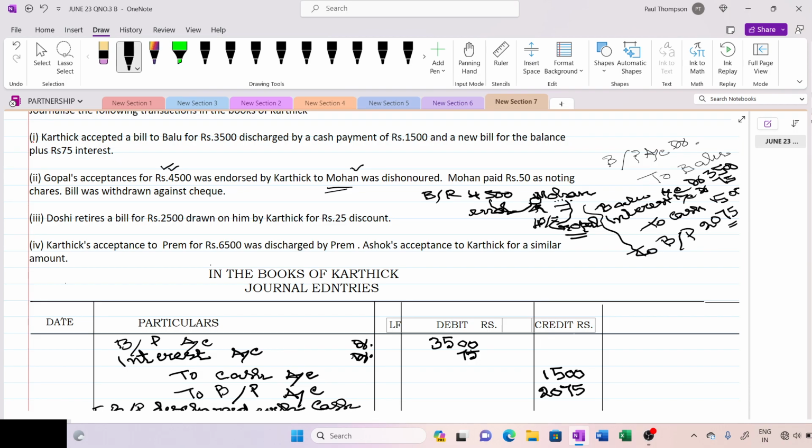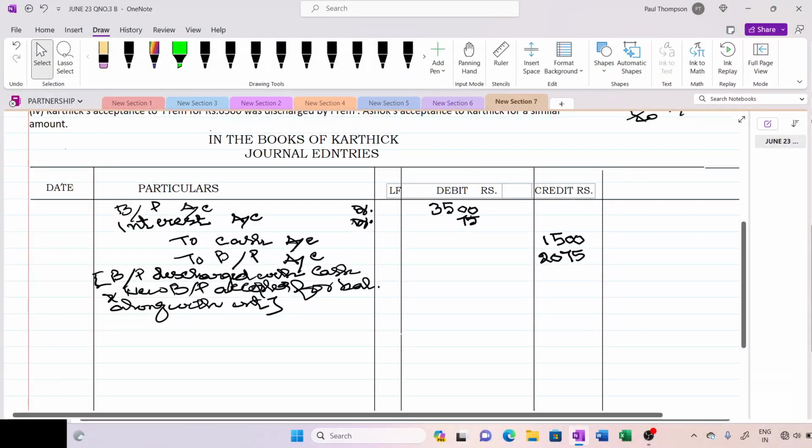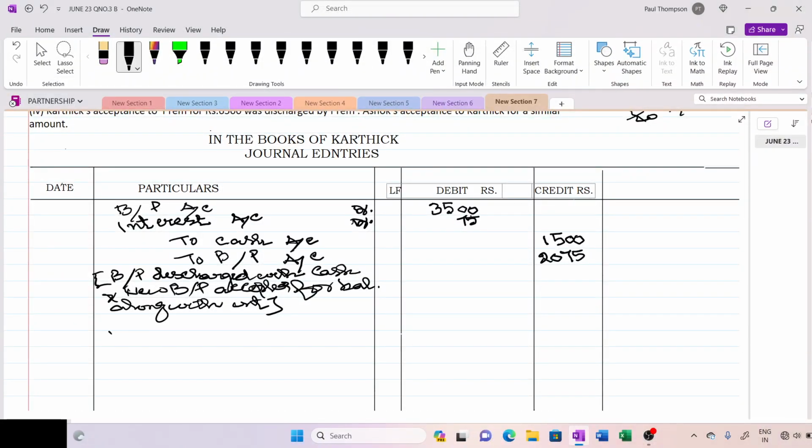So what I am going to do here, so the bill is dishonored by Gopal. So I am going to debit Gopal's account with the rupees 4500 plus my noting charges 50 rupees, because this noting charge is also to be paid by the defaulter. And now who has made the payment? Mohan has made the payment. So what happened? Why am I crediting Mohan with 4550?